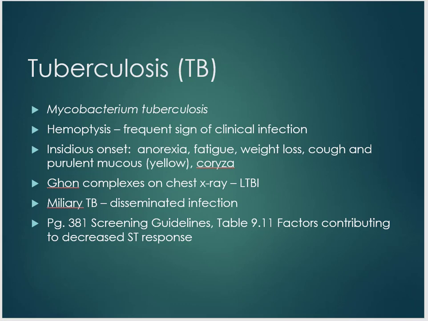One of the first things that is often seen is hemoptysis. It can have a slow onset. You can have anorexia, fatigue, weight loss, cough, and a purulent mucus and cold-like symptoms. You can also find Ghon complexes on the chest x-ray. And then there's also miliary TB, which is a disseminated infection.